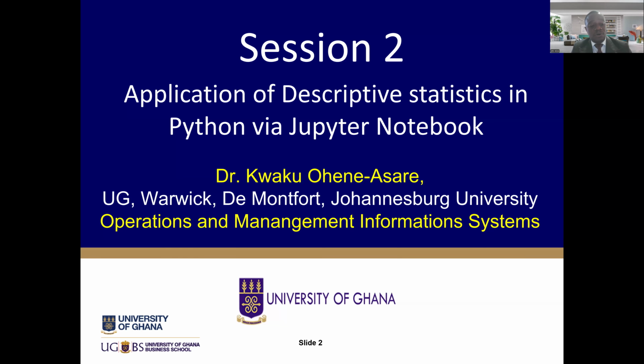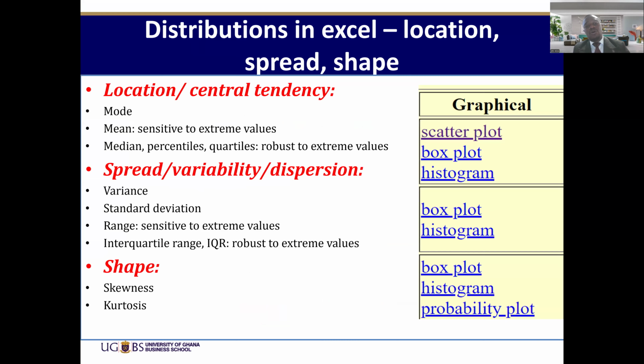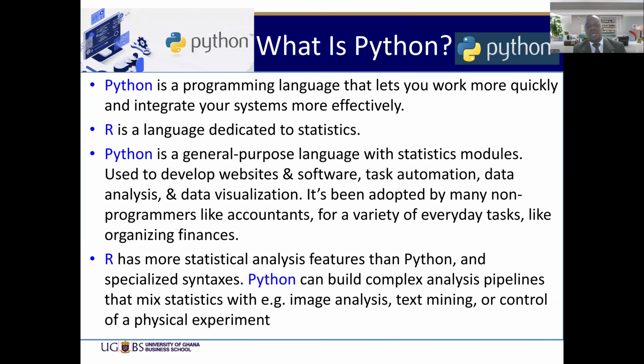Application of descriptive statistics and even more, including visualizations in Python, but we are using Jupyter Notebook, okay? I've already given you a lot of information as to how to download the Jupyter Notebook. We are going to do all of the following: the location, the measures of central tendency, the spread, the variability, the dispersion, the kurtosis, the skewness, all of these measures. And we shall be using the PIMA data set. This is a data set that you are all aware of.